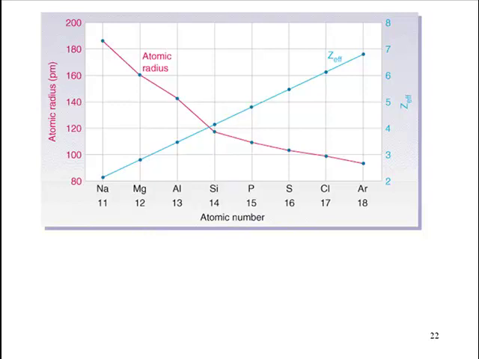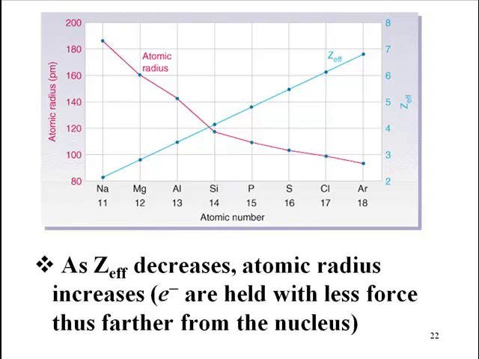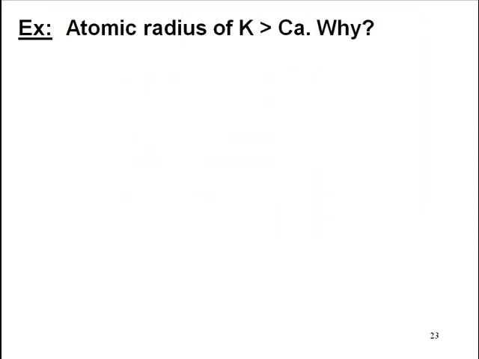Okay? Now is atomic radius perfect with that pattern? No, there might be some other things going on. You got to consider that, but at this point we see the general pattern. As Zeff increases, the electrons are held with more force, thus they're closer to the nucleus. Okay? And the Zeff also relates to shielding. Again, the shielding makes a difference because the electrons inside repel the electrons outside.